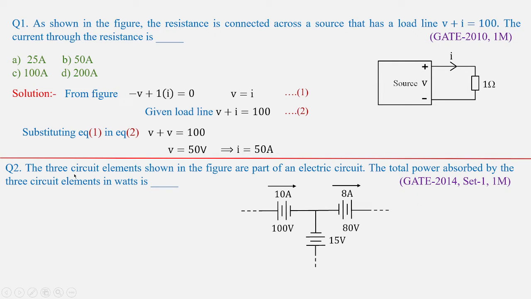In the next problem, three circuit elements shown in the figure are part of an electrical circuit. The total power absorbed by three elements in watts is dash. So this question was asked in GATE 2014 under set 1 for 1 mark. Please look into the diagram. You have 100 volts. In that 10 amperes is flowing. You have 80 volts in which 8 amperes is flowing in the opposite way and 15 volts is given. So from the given circuit, we need to derive some of the inputs, and based upon that we can find out the total power absorbed by the circuit elements.